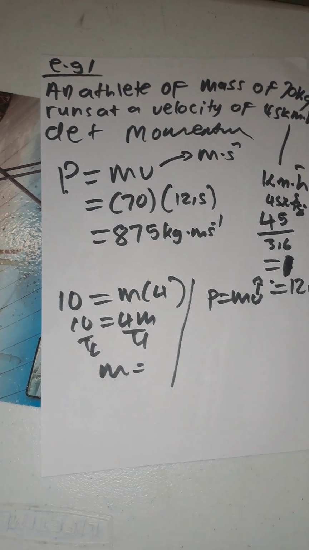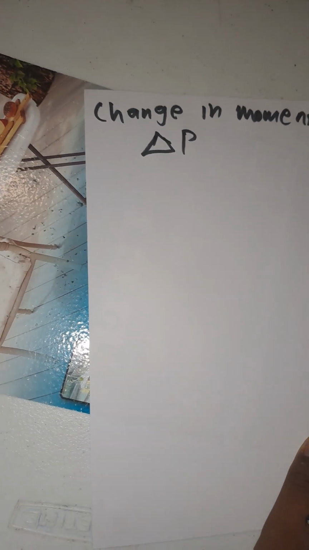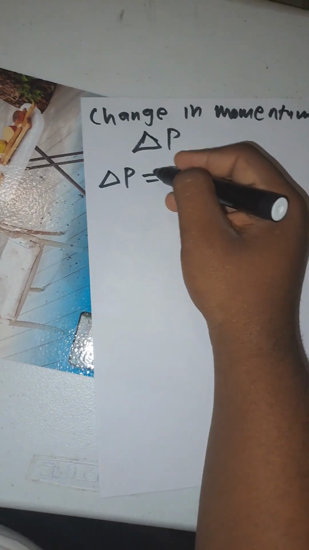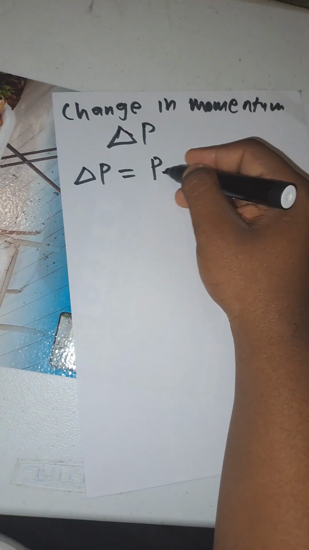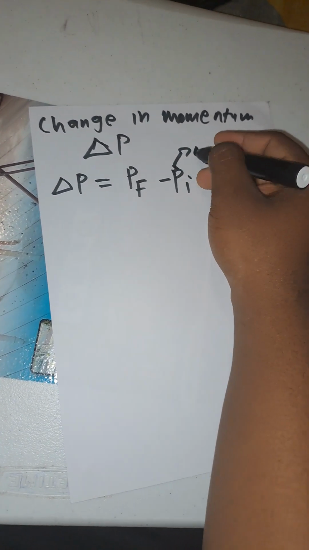So now let's do the change in momentum. A change in momentum is written like this: delta p. This delta means the momentum can change. So the change in momentum is delta p, which is final momentum minus initial momentum. Remember the p is for the momentum, and these are the initial and final.